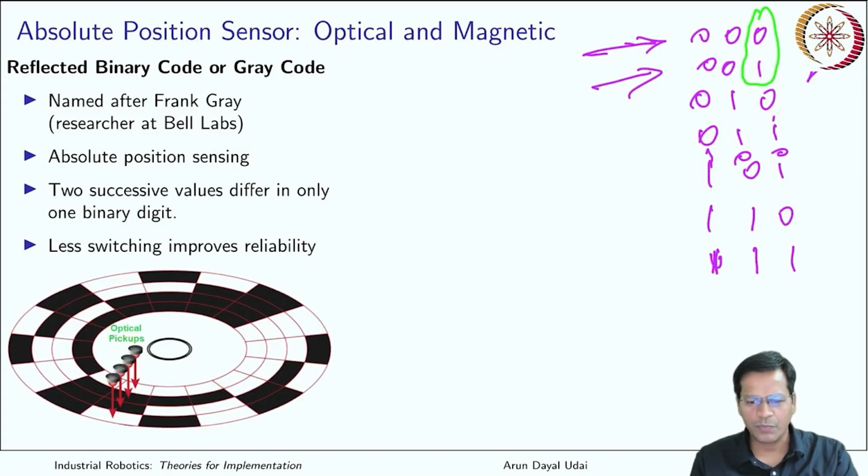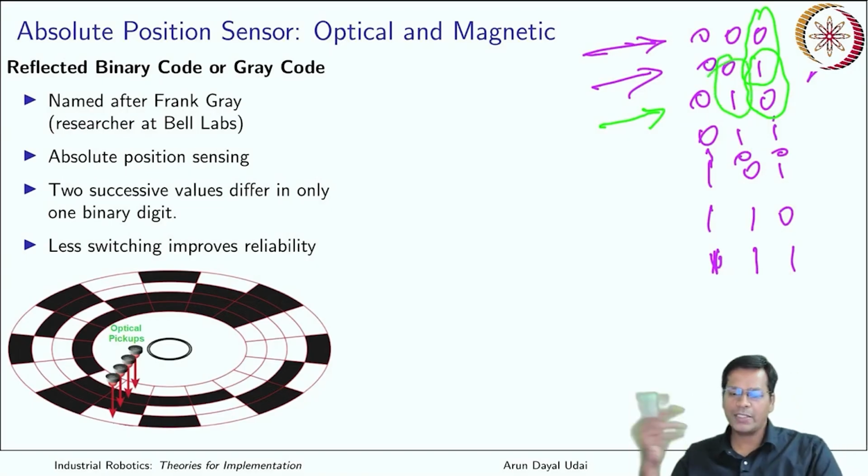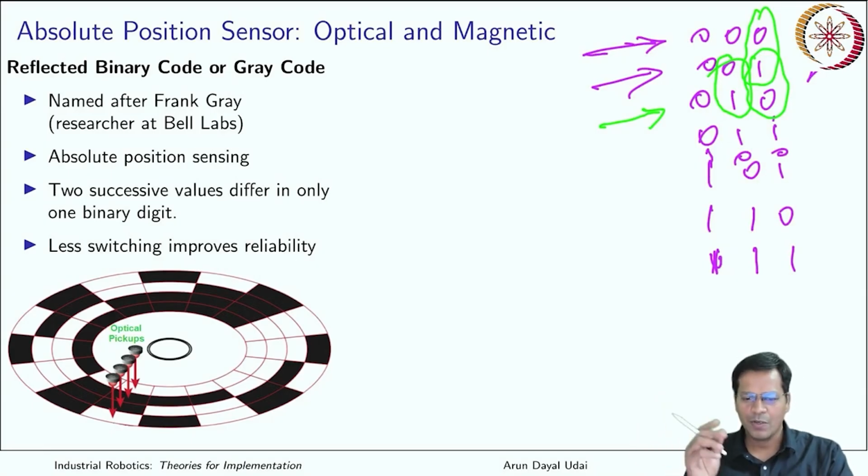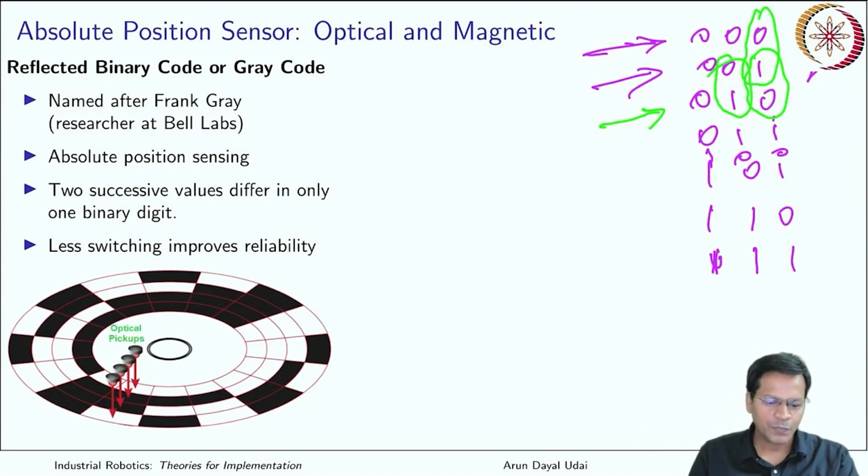That is fine. But from here to here, even this is changing and this is changing. So two wires are changing at a time. Sometimes one wire is just changing, other times you have two wires changing. What do I mean? I will tell you. Let us say this is an arrangement. Your disk is coded like this.